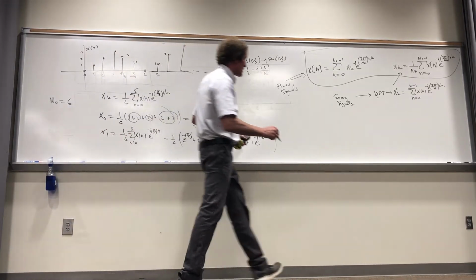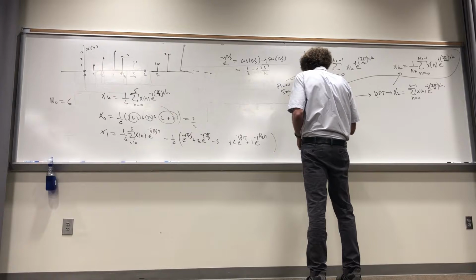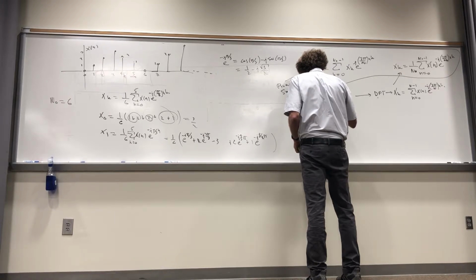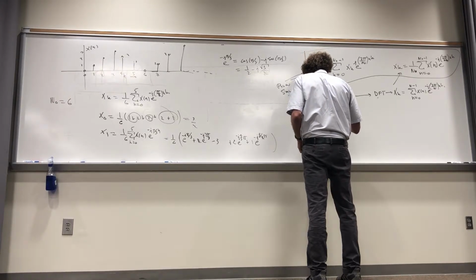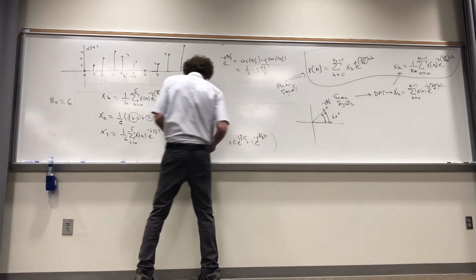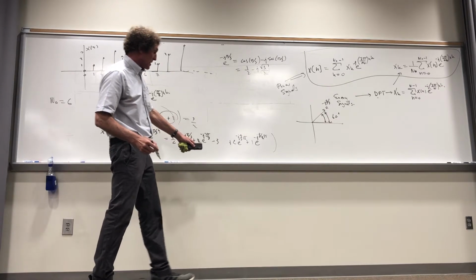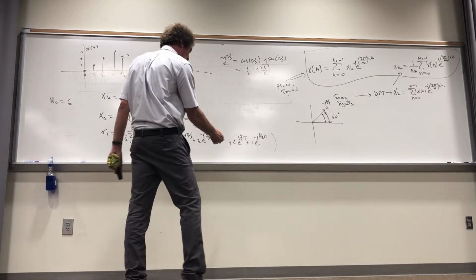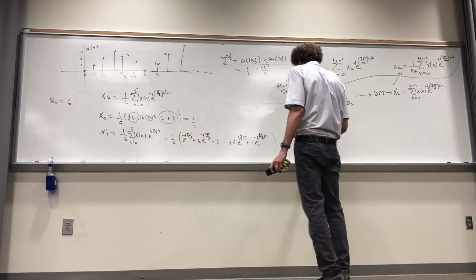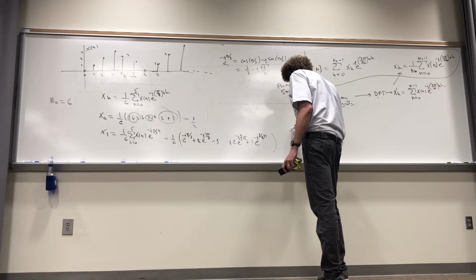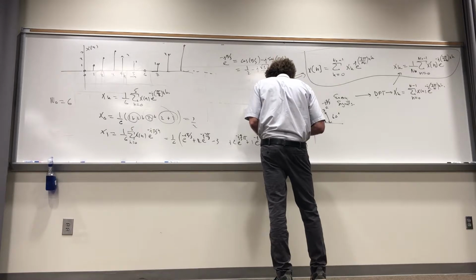Let me try to do it this way. That would be 60 degrees, wouldn't it, class? Pi over 3, right? Next one is what? I got that, and I have e to the minus j 5/3 pi. And that's here, isn't it, class? This would be 5/3 pi.